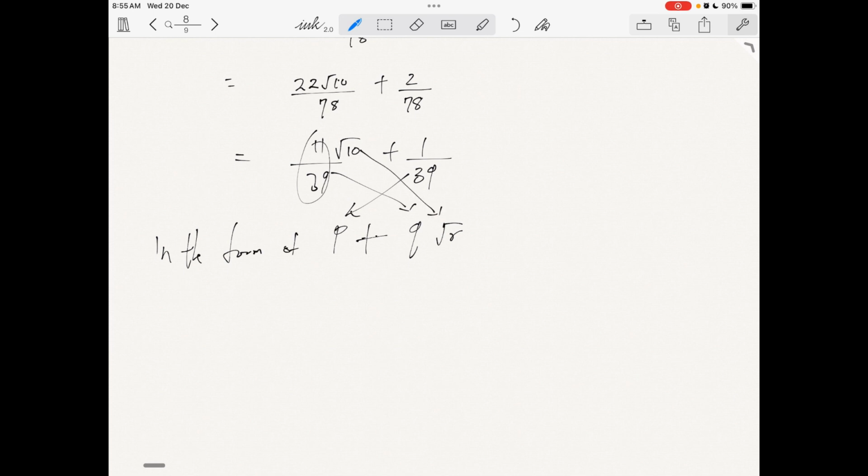So in that sense, I can write it as 1 over 39, our P, plus Q, that's 11 over 39, and root R is root 10. So I'm saying that my P is 1 over 39, my Q is 11 over 39, and my R is 10. So this is quite really helpful.